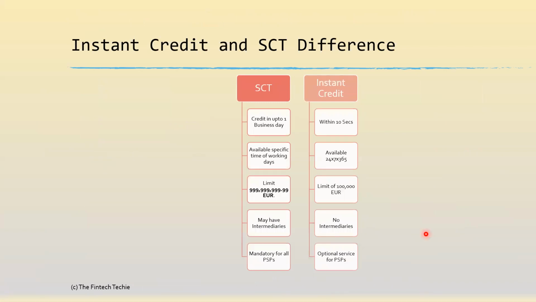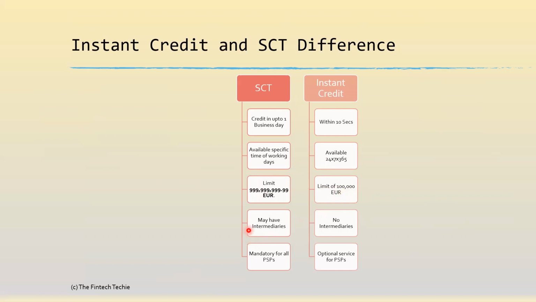Now coming on to how this instant credit is different from the SEPA credit transfer. The SEPA credit transfer is like the good old electronic funds transfer, wherein payments are bunched together and sent to the ACH. So the credit may take up to 1 business day, whereas in instant credit, as we have seen, it happens within 10 seconds. An SCT is available at specific times on working days, but an instant credit is available 24/7, 365 days a year. There is absolutely no limit for an SCT, whereas there is a limit of 100,000 euros for instant credit.